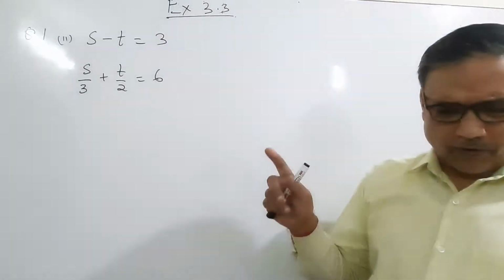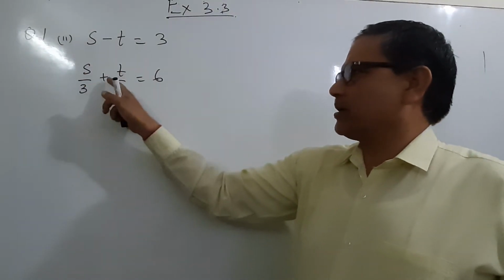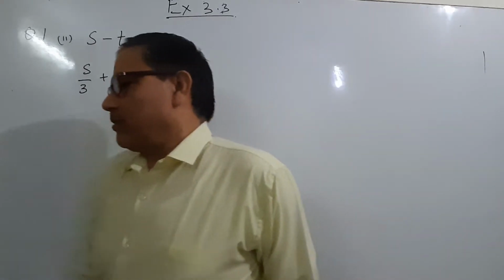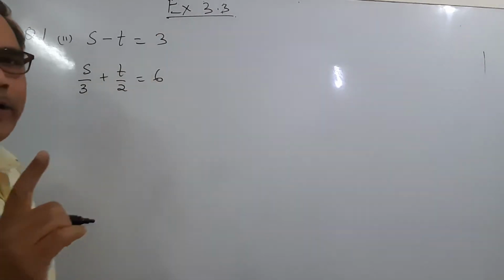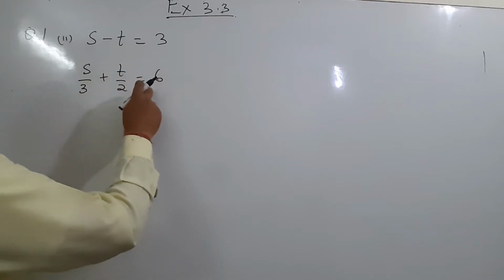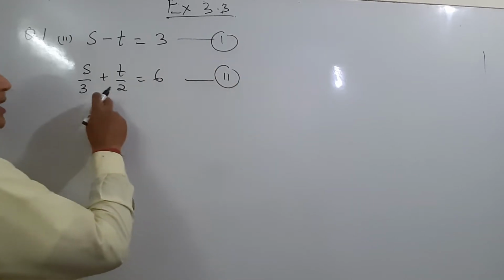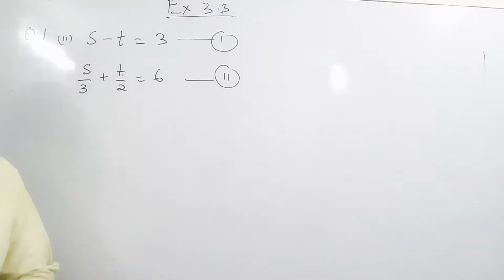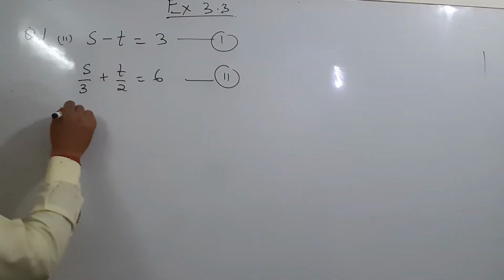And the first question, second part: s minus t is equal to 3, s upon 3 plus t upon 2 is equal to 6, and we have to solve by the method of substitution. There are two methods to solve it. This is the first equation and this is the second equation. This second equation you can also solve by taking LCM, but we will discuss that later on. We know from the first equation.